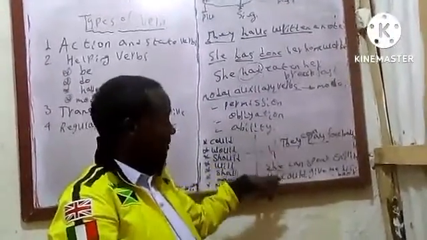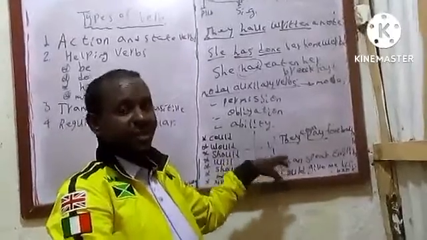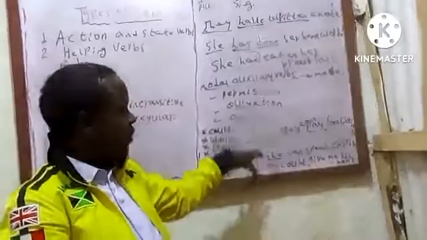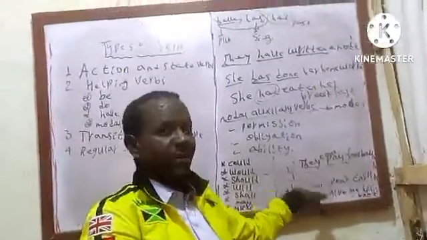So here you have to underline that if there is a modal auxiliary verb in a sentence, whatever the subject of the sentence can be, whether it's singular or plural, you must use the root form of the verb, or verb one as it is.